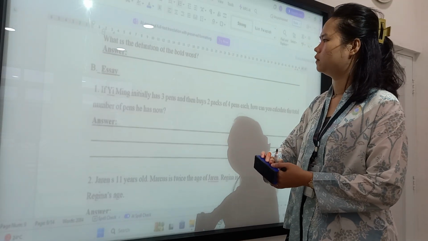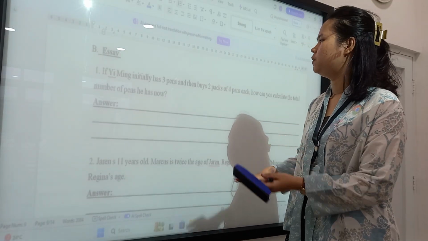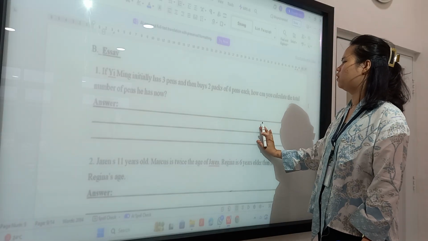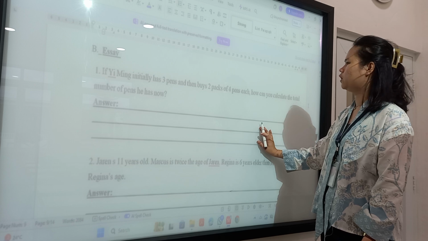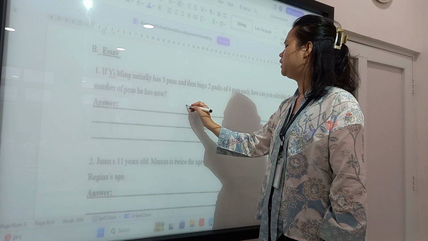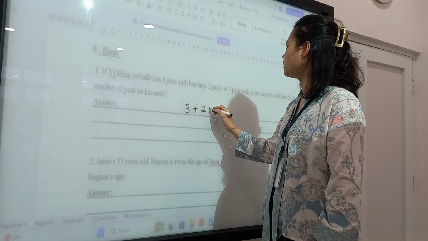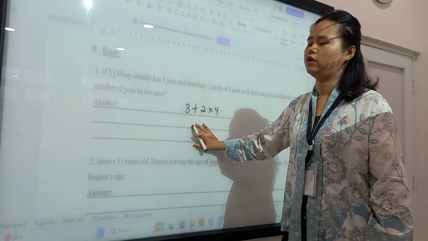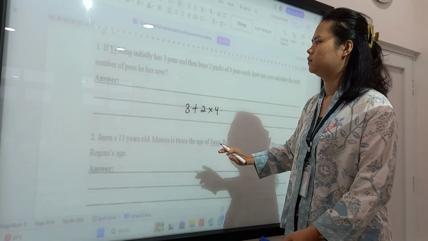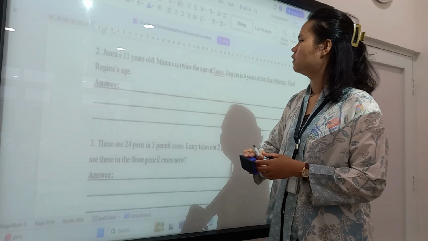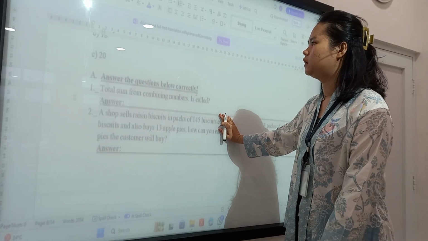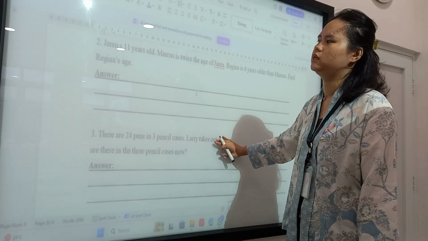We just go to the next one then. If a gamer usually has 3 packs and then buys 2 packs of 4 packs each, how do you calculate? So the question will be 3 plus 2 times 4. We need to do the multiplication first. 2 times 4 is 8, plus 3, 11. Next. Is this the same as this question, right? Yeah, the numbers are not the same, just the way is the same.